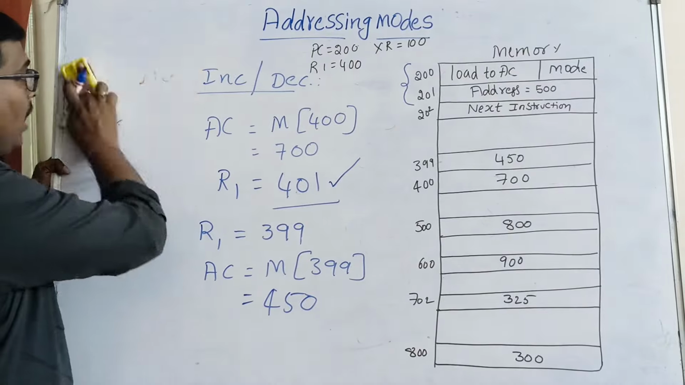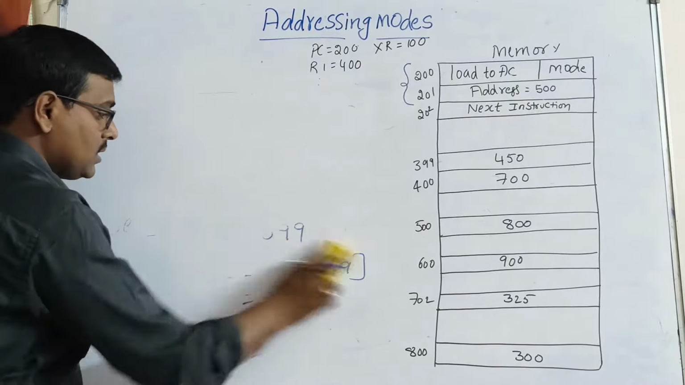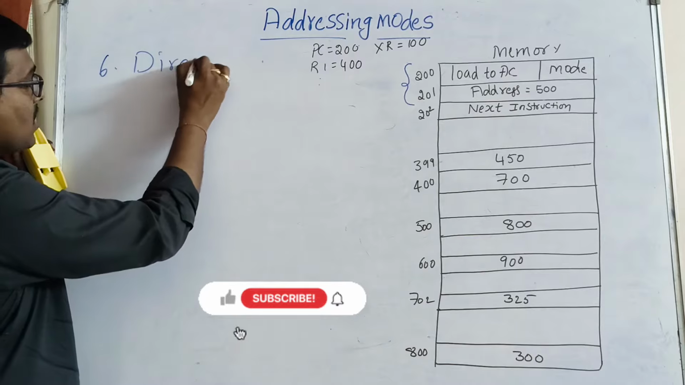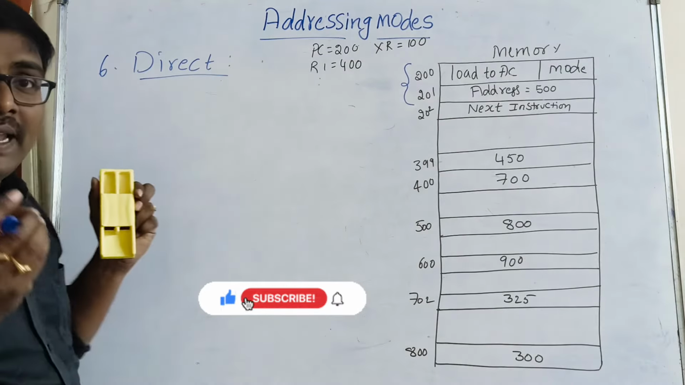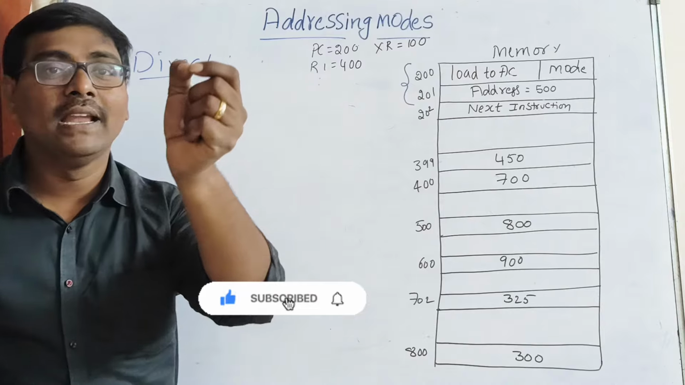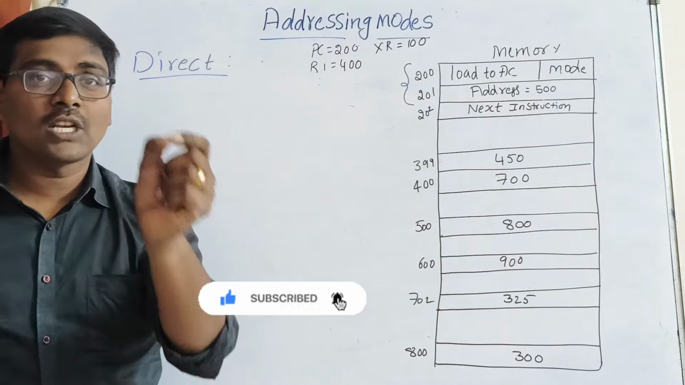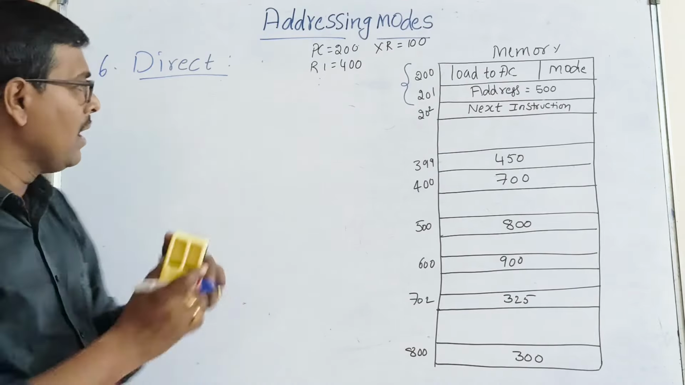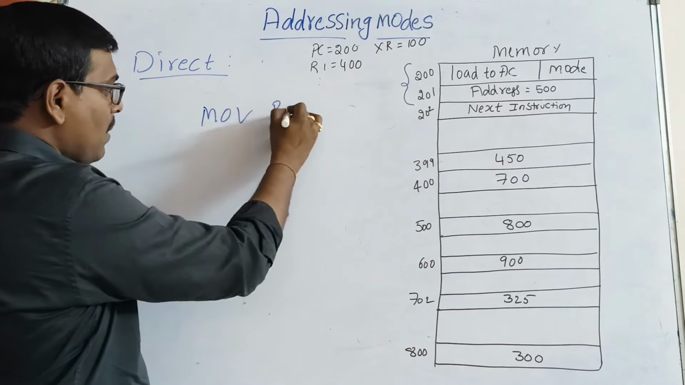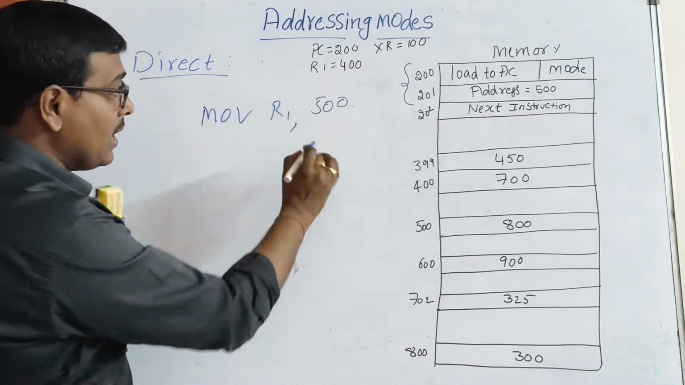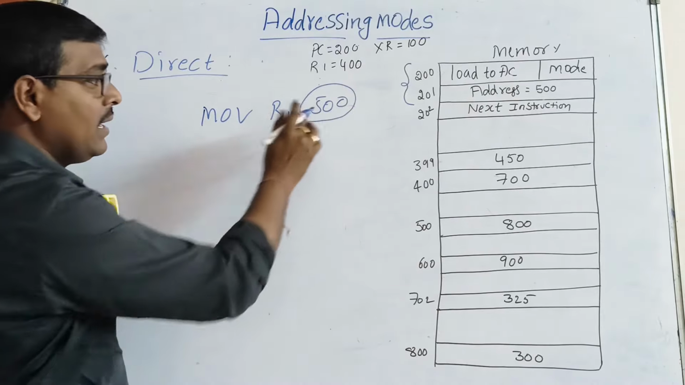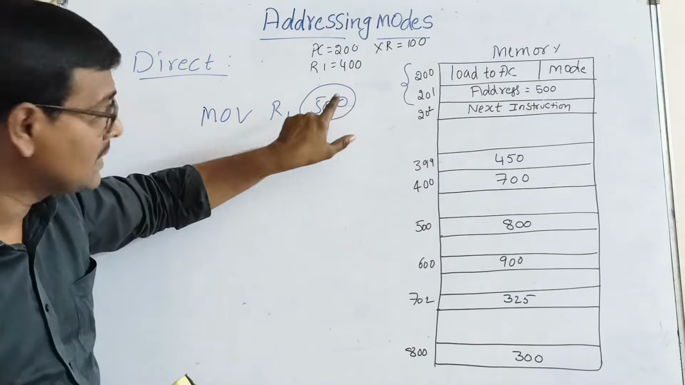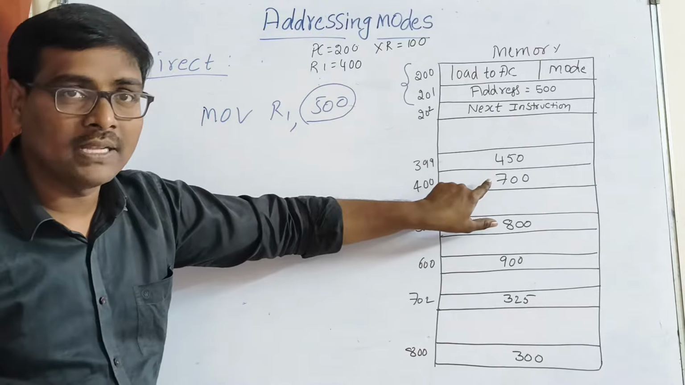Okay. Now the next addressing mode is direct addressing mode. The direct addressing mode is directly related to the memory. The instruction contains the address of the operand directly. Here, for example, move R1 comma 500. What is the meaning here? 500 is the address. At this address my operand is available.